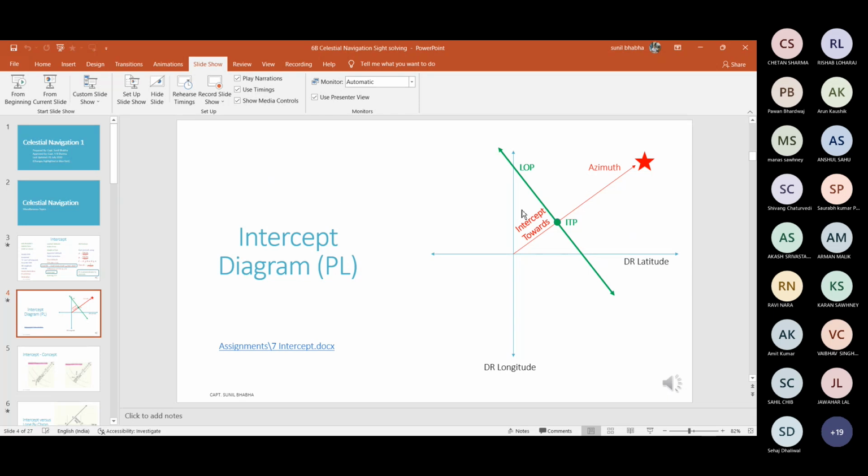So beta, any doubts up to here? No sir. Sir, is a diagram made for the longitude by chronometer also? Yes beta, a diagram is made for longitude by chronometer too. I showed you the diagram, isn't it? No, sir. Okay, I'll show you beta. Just give me a minute. I'll show you the longitude by chronometer also.